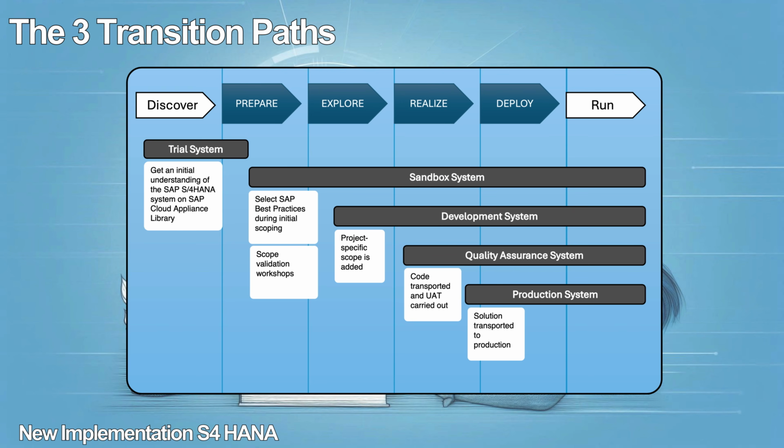The development (DEV) system is received in the explore phase of the project, on which they will configure the solution during the realize phase. The team will transport the unit tested configuration to the quality assurance (QA) environment to complete the user acceptance testing (UAT), and finally to the prod environment for use by end users.